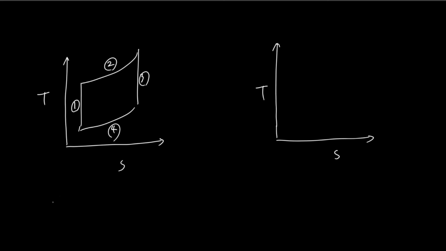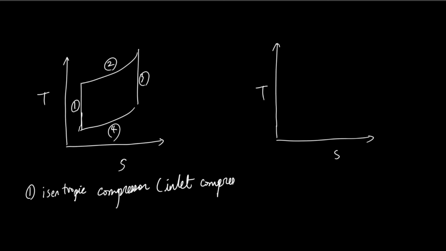Okay, so what do you think happens at 1? It's isentropic because there is no change in entropy. It's going straight up, but there is a change in total temperature. It's called isentropic compression. So this is for the inlet and the compressor.